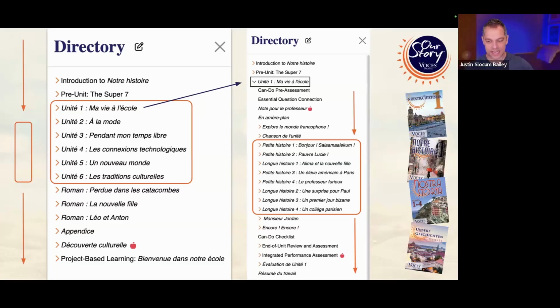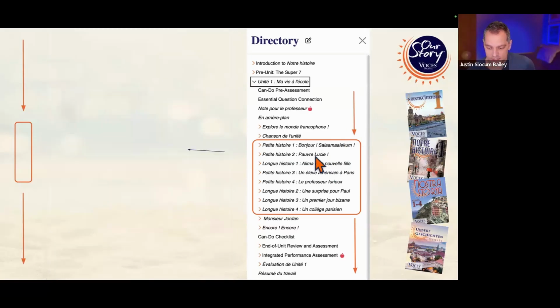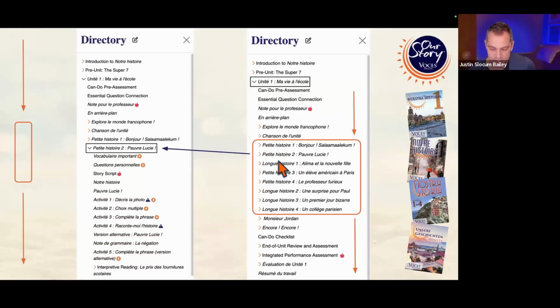So let's take it then to the deepest zoom level, because that's where most of your instructional time and students' learning time will probably be spent. If I click on one of these stories, and I chose the second one just for fun, it's called Pauvre Lucie, that will then expand out like this.